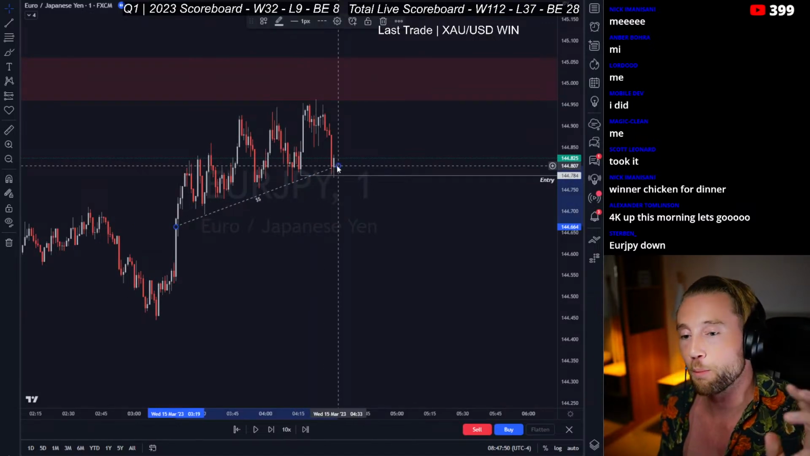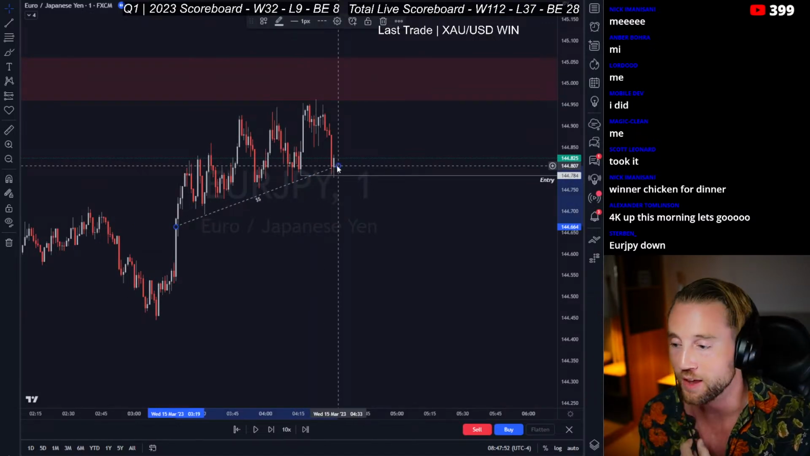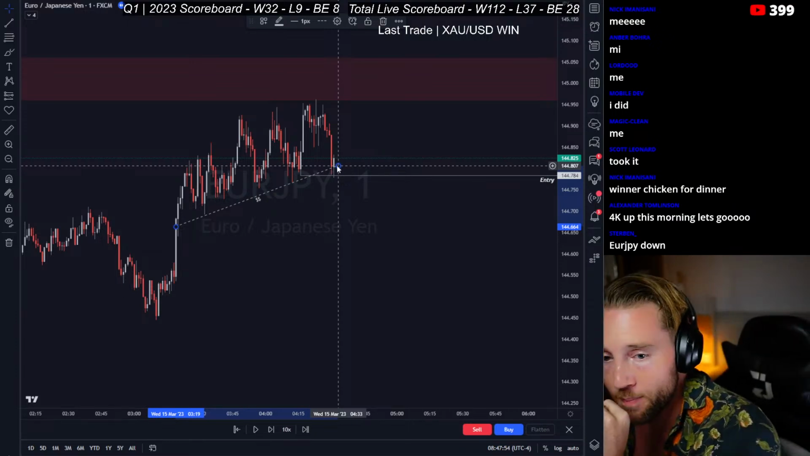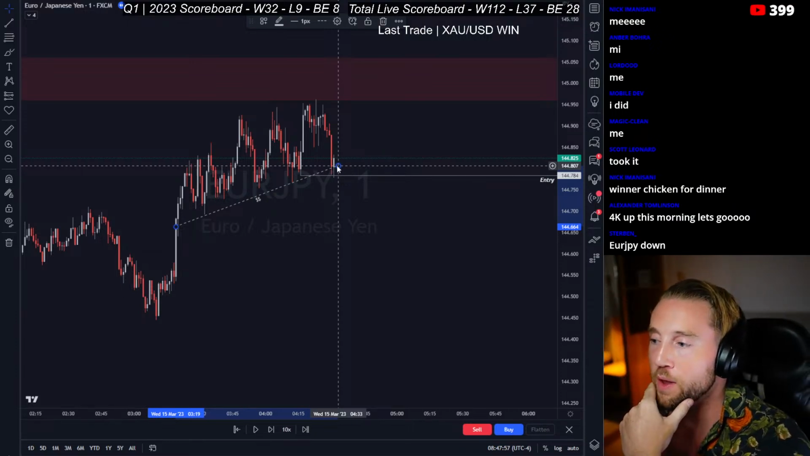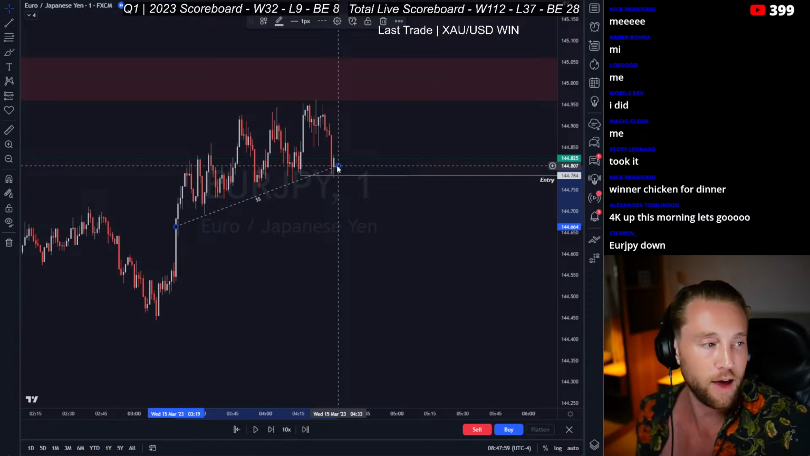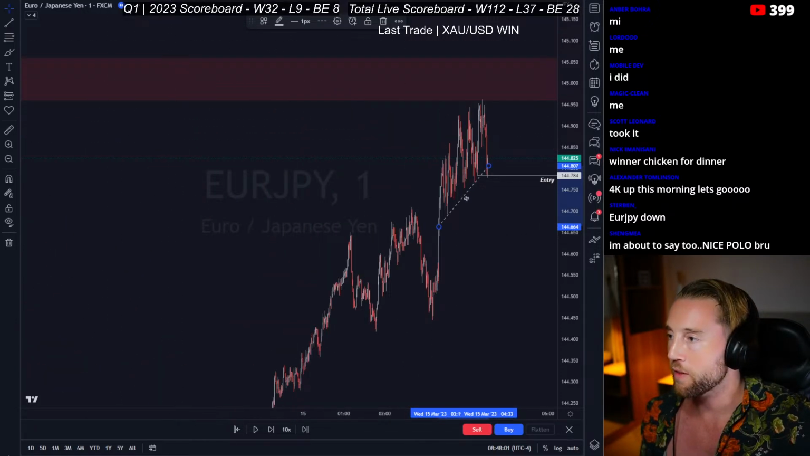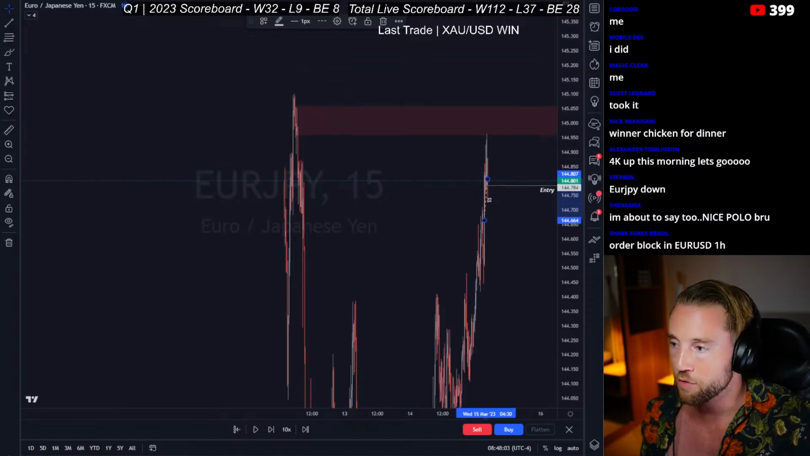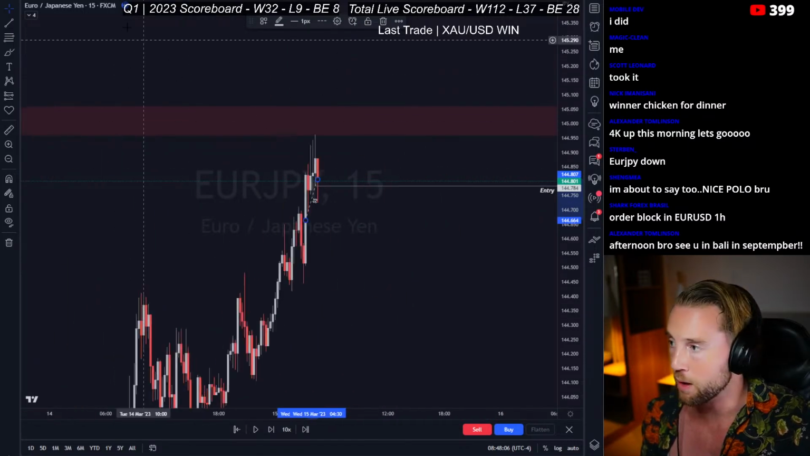Actually, somebody in our community asked about the euro against the Japanese yen. Then we started to look at the euro yen, and we were like, yes, that has a lot of potential. It tapped into that zone on the 15 minute. It tapped into a nice area of supply. That was the first confluence, number one.